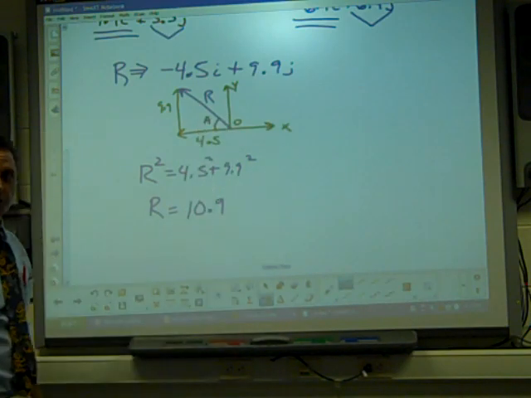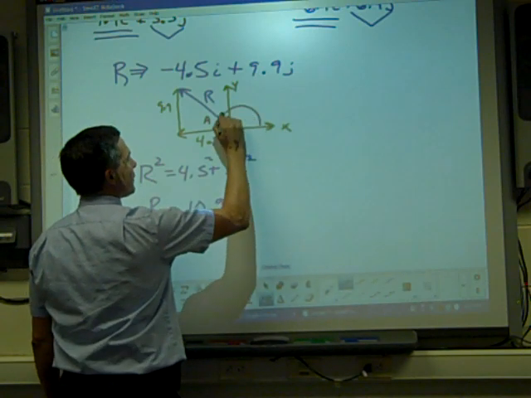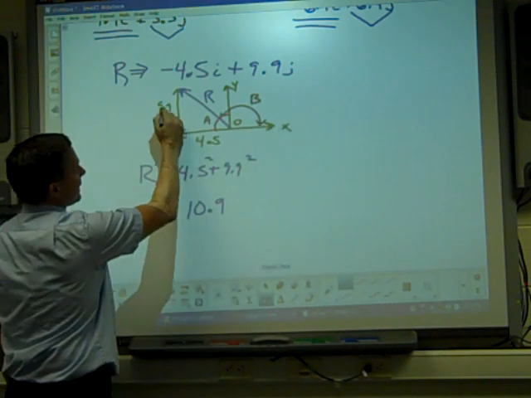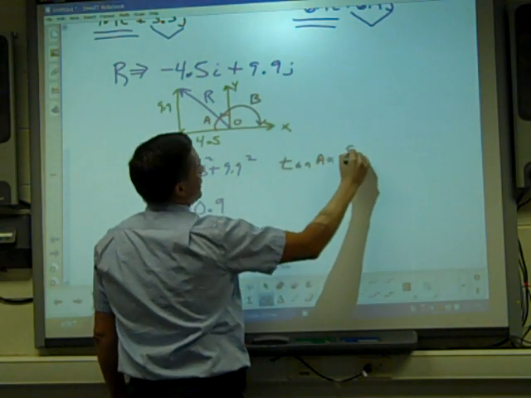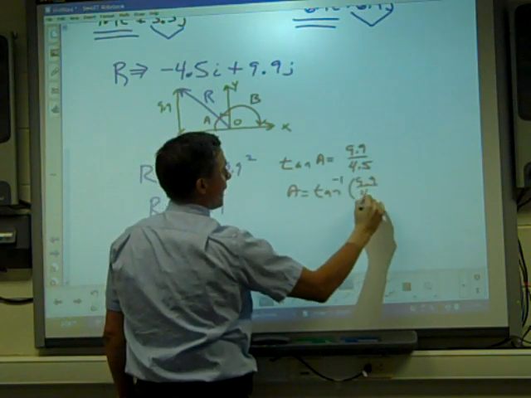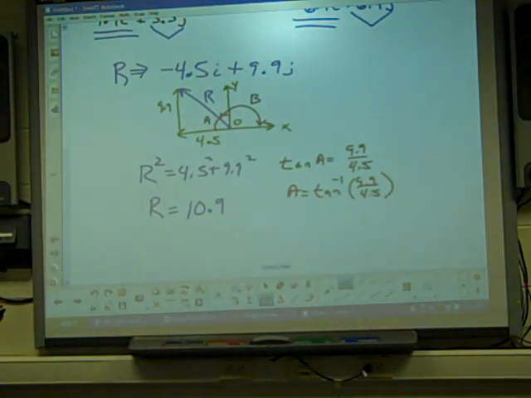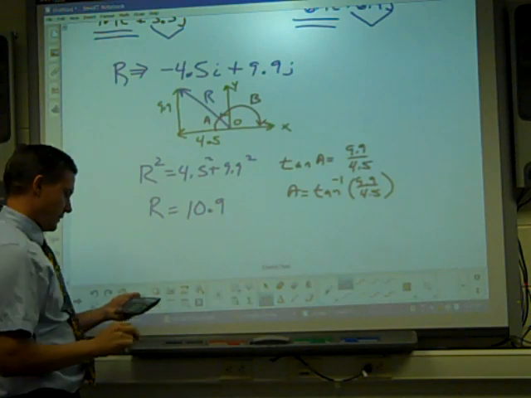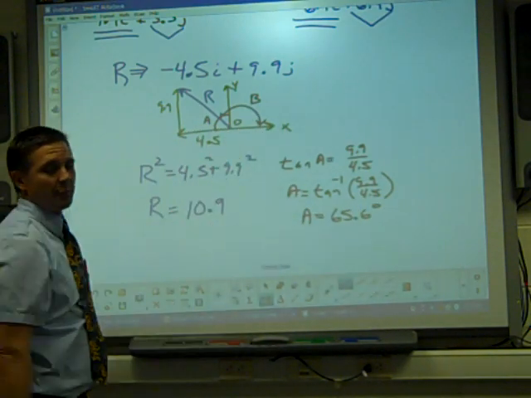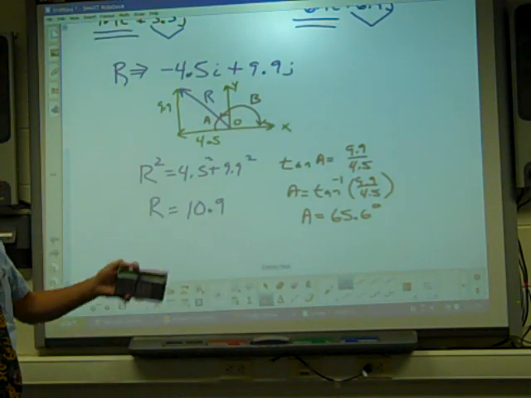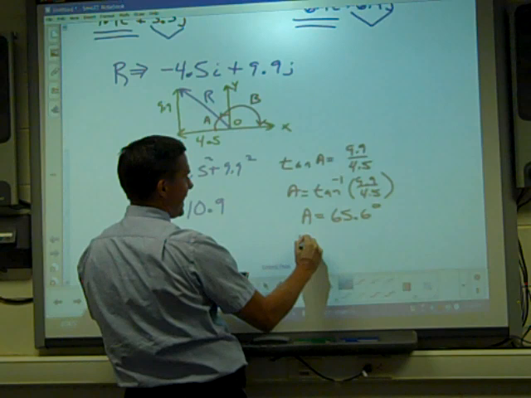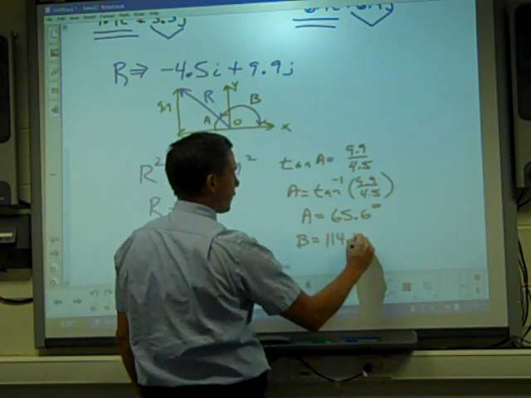I can calculate angle A using SOH CAH TOA. And remember though, we have to measure the angle right here, which I'll call B, from the initial side, from the x-axis. So to calculate A, SOH CAH TOA, I'll use tangent. So tangent of A is 9.9 over 4.5. So A is equal to the inverse tangent of that quotient, 9.9 divided by 4.5, 65.6 degrees. And again, A and B are supplementary. They're a linear pair, both of them. They sum to 180. So 180 minus that, and I find that my B angle, the angle from the initial side, is 114.4 degrees.